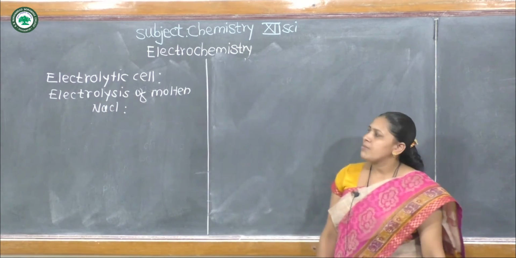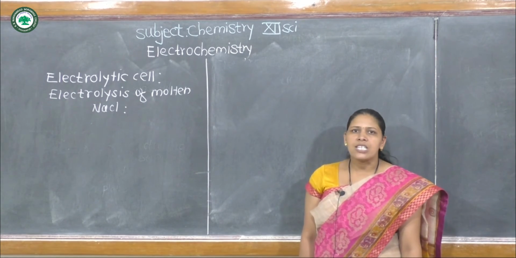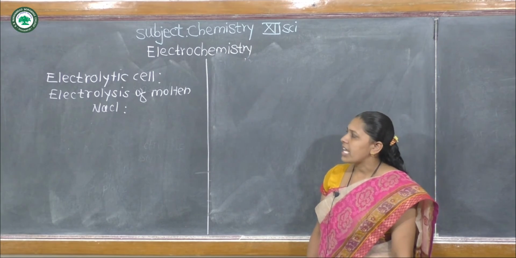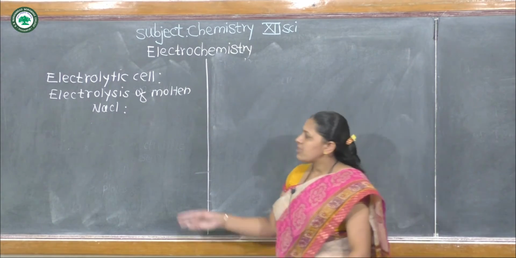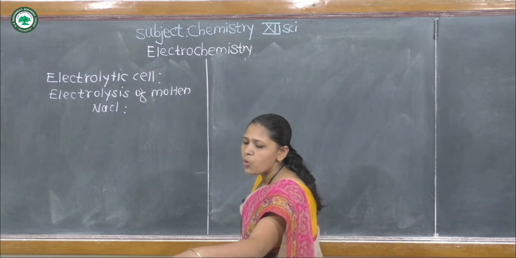First of all, what is meant by electrolysis? It is the process in which a chemical reaction occurs by using electricity, called electrolysis. Then the diagram of electrolysis of molten NaCl.